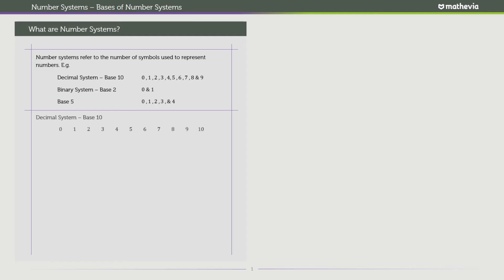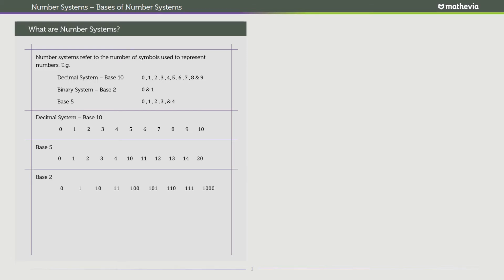Okay, so let's count in base 10. Counting in base 10: 0, 1, 2, 3, 4, 5, 6, 7, 8, 9, and 10. And now let's count in base 5. Now, for base 5, we have 0, 1, 2, 3, 4. After 4, we can't form any numbers because the next number is 5 and we don't have 5 in base 5. So after 4, we have 10, 11, 12, 13, 14. There's no 15 because we can't form with 5. The next number is 20. Okay, now what about base 2? Base 2 is very interesting.